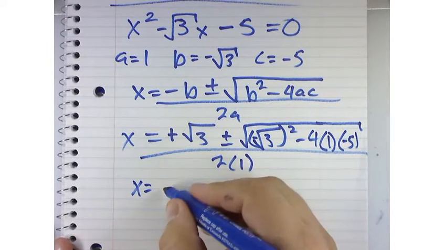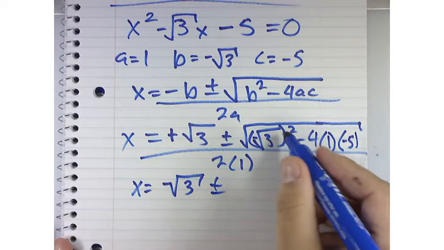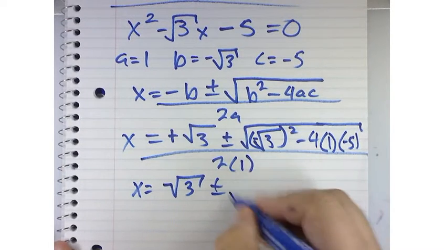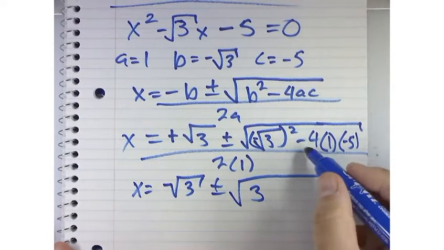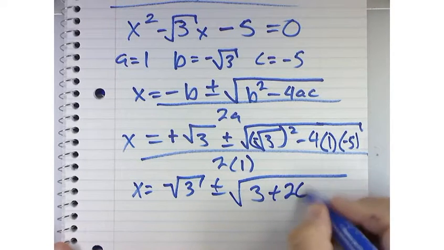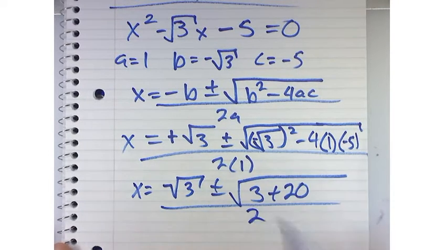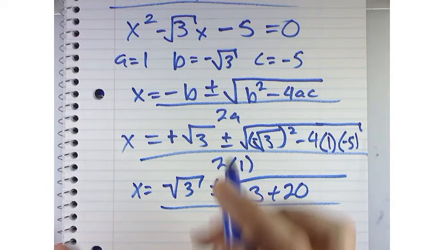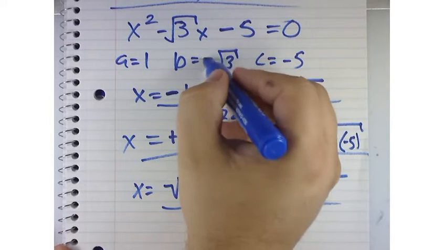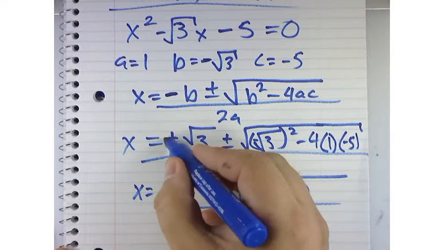x is equal to the square root of 3 plus or minus. When you square a square root, you get the principal root, which is going to be just the base. So this should be 3. And then negative 4 times 1 is negative 4 times negative 5 is positive 20. So you get rid of the negative sign and the negative square root of 3 when you square it? Yeah, because this is technically the negative of the negative. So what's a negative times a negative? A positive. So it becomes positive square root 3.